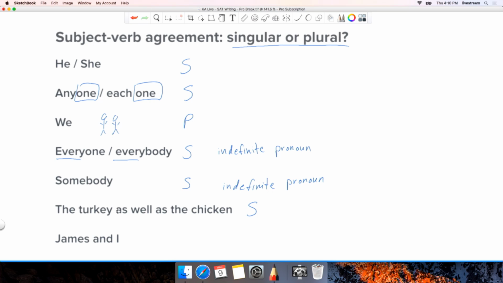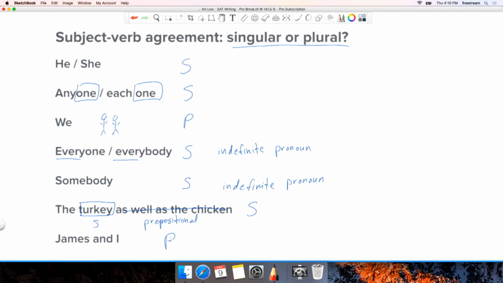Now, why is that? Well, the subject of this phrase is actually just turkey. And as well as the chicken is one of those prepositional phrases, again, that do not create a compound subject. So if you just have one turkey there, the turkey's by himself, it's a singular subject. Now, last example here, James and I. Is it singular or plural?